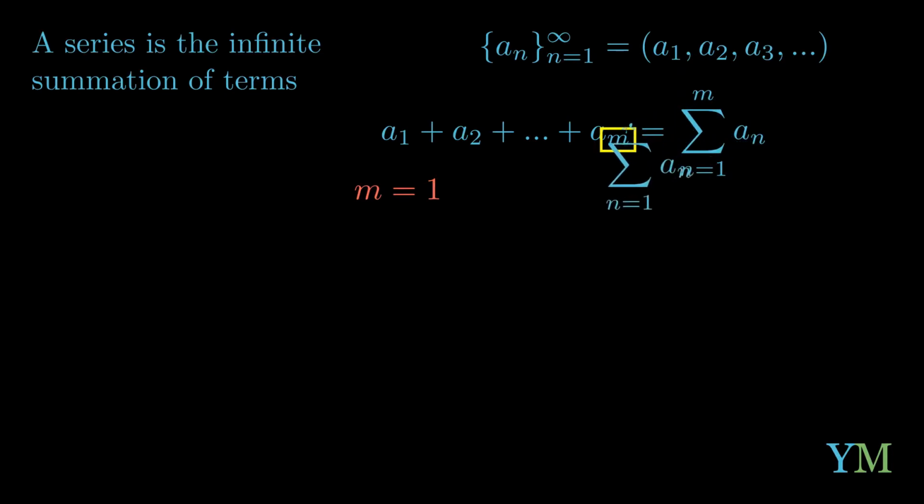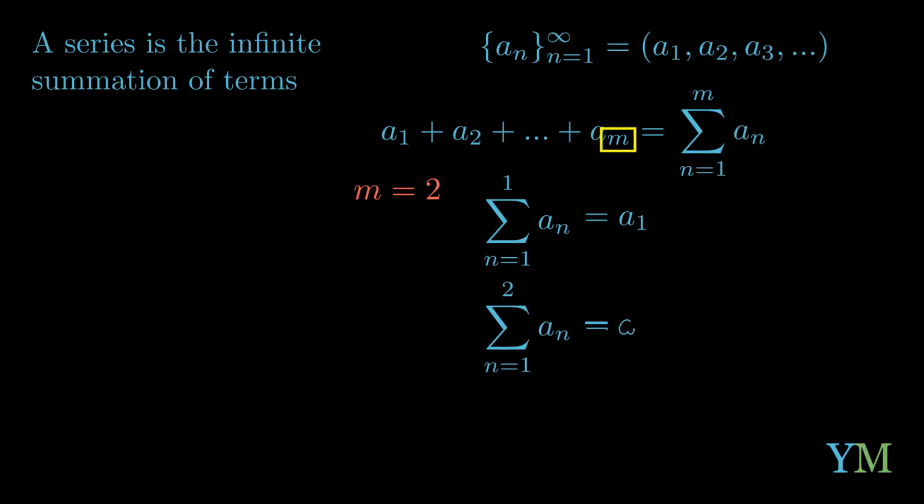If m equals 1, we're summing the terms from a1 till a1, so basically it's a1. If m equals 2, then we sum from n equals 1 till 2. We get a1 plus a2. If we continue this way and we let m be 3, this time we count from n equals 1 till 3. Basically, we get a1 plus a2 plus a3. I think we get the idea. Now, we're not at infinity yet, but we're getting there.